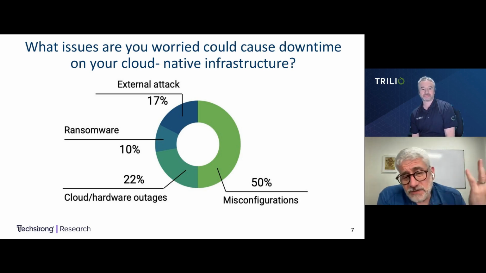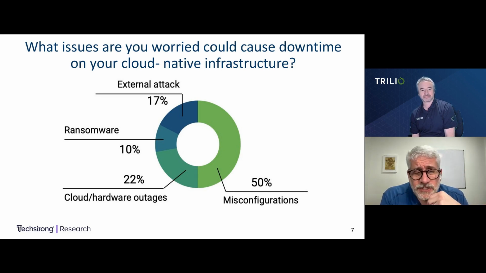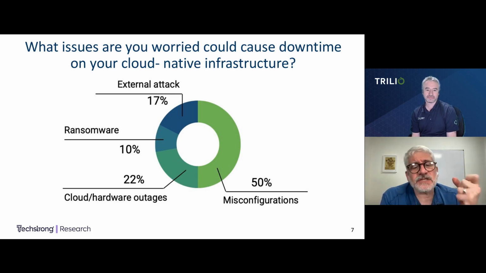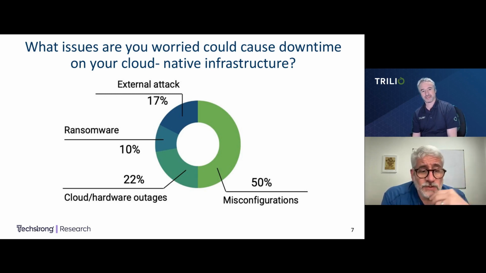But the data is interesting. So big issue, misconfiguration, 50%. 22% say cloud and hardware outages, 10% ransomware, 17% external attack, which to me is really interesting, because I've been one of the folks talking about operational excellence and how difficult that is. A lot of your downtime and in a lot of cases exposure is due not to some bad actor, not some failure of the underlying infrastructure. It's somebody doing something wrong, in a lot of cases not even maliciously. Because they're humans.